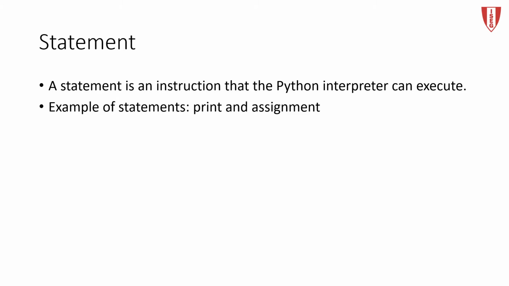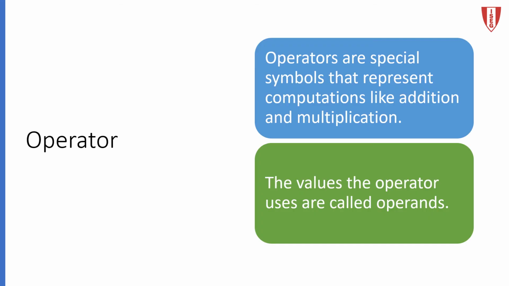A statement is an instruction that the Python interpreter can execute. Examples of statements are print and assignment. In Python, like in many other programming languages, we can use operators in order to calculate and manipulate different variables. Operators are special symbols that represent computations like addition and multiplication. The values the operator uses are called operands.